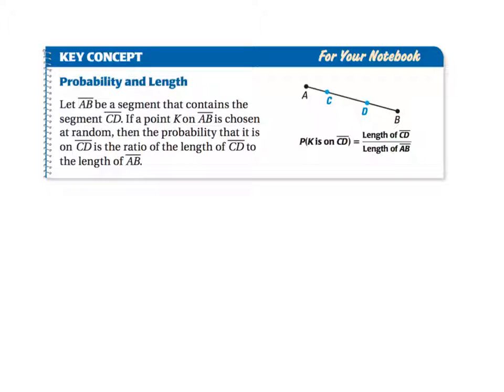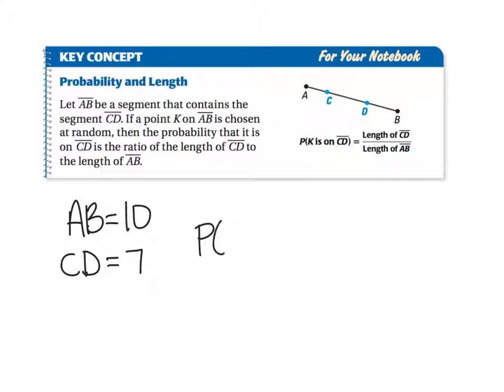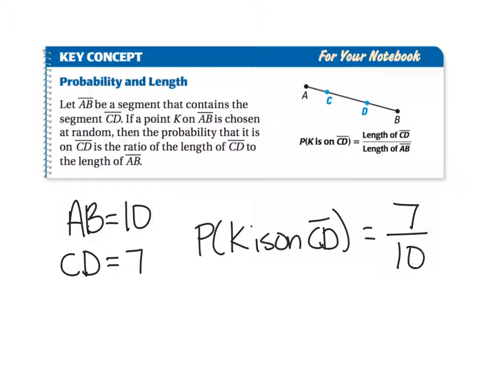So if AB was 10 units long and CD is 7 units long, the probability that K is on segment CD would be 7 out of 10. So out of those 10 units between A and B, I have 7 units within CD where I could put K for it to be on CD. So the likelihood that K is on CD is a 7 out of 10 chance, so a 70% chance.